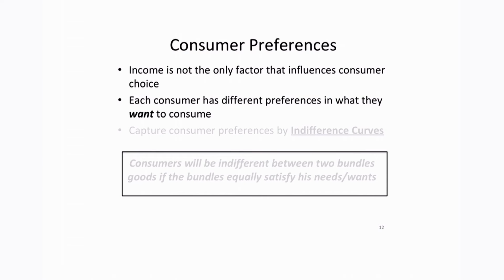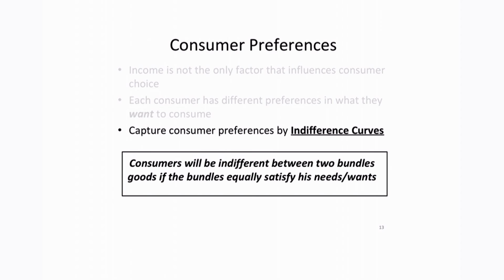Now, income and the budget is not the only thing that influences what consumers want to consume. Each consumer also has their preferences for the goods and services that they want to buy. So when we think about consumer preferences, we think about this in terms of what we call indifference curves. And indifference curves are going to capture equal levels of satisfaction that a consumer derives from buying a combination of 2 goods.